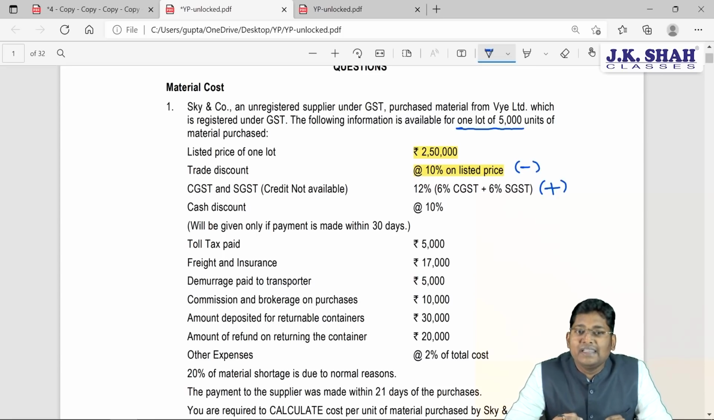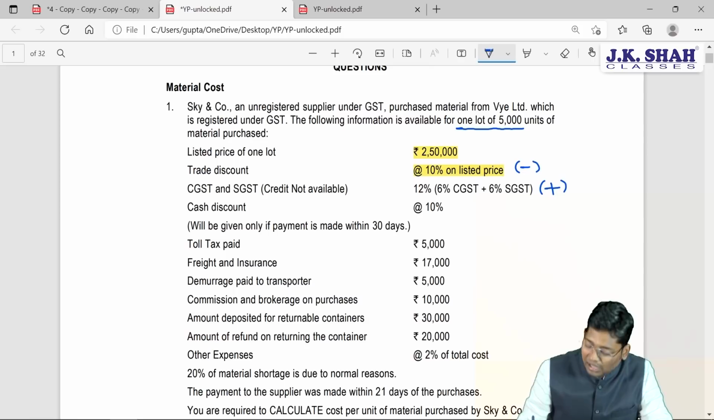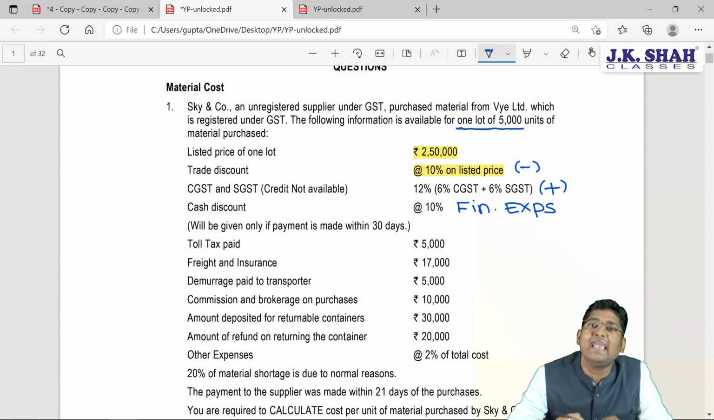Next information says there is a cash discount of 10%. Cash discount is something called as discount allowed, and in cost accounting, discount allowed is always considered as a financial expense, and while calculating cost of the product, cost of the material purchase, we never consider financial expenses like interest on borrowing. Now these all are the accounting effects, like bad debts, discount allowed. They are financial expenses, but sometime alternatively you can consider them as selling overheads also.